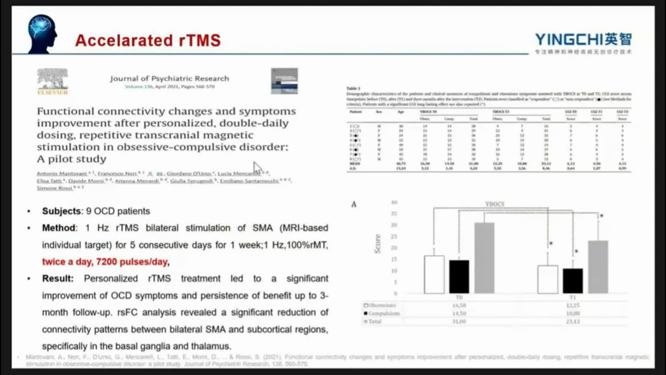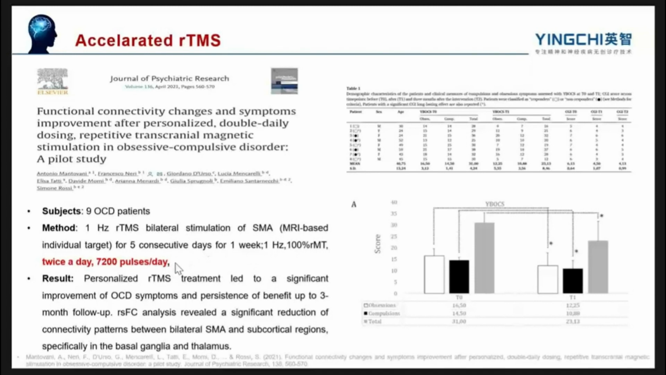And next, there's a new technique, the accelerated rTMS technique. So what does that mean? Normally, we treat patients one time, one session per day. But in this study, they treat patients twice a day, with the other parameters similar to the standard treatment. So in this study, we use 10 Hz rTMS on the bilateral SMA. And the total treatment time is 1 week.